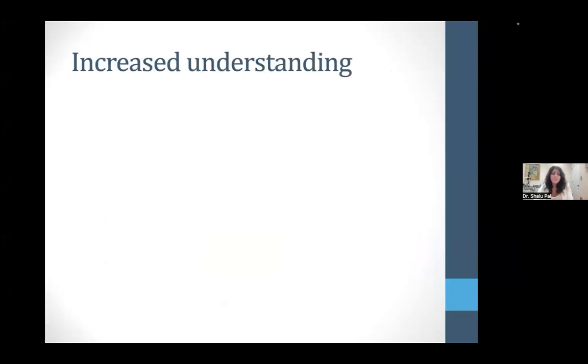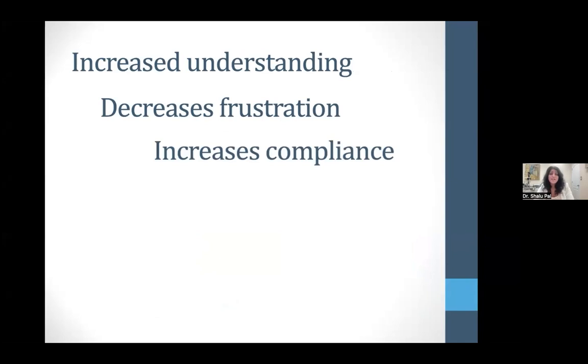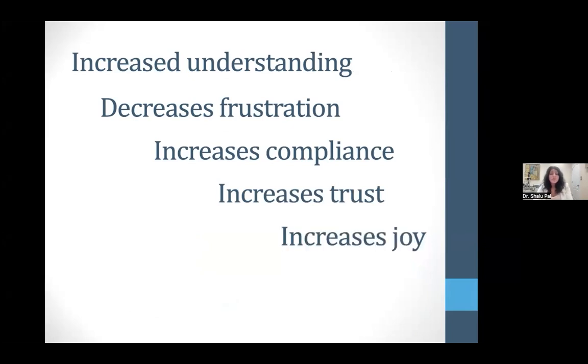So why is communication important? To increase understanding by our patients, to decrease frustration, and I'm going to add fear to that. To increase compliance: we make these recommendations and we want our patients to actually follow through. To increase their trust in us, and also to make them happy, right? That's really important. So how do we reach this goal?